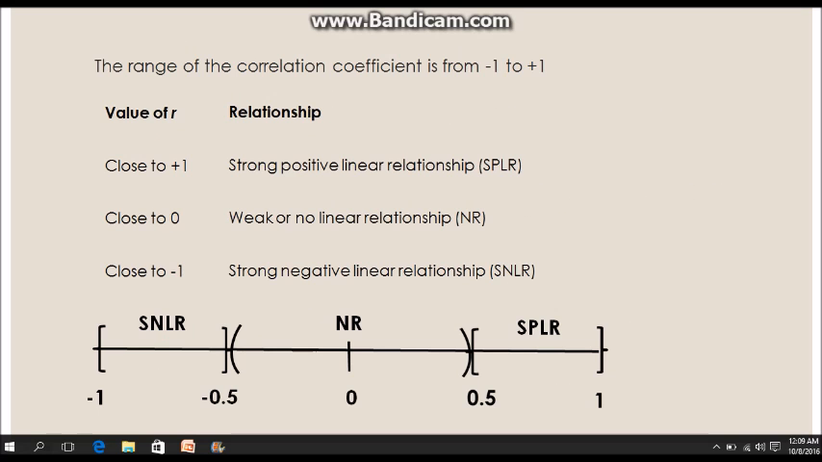To know the relationship of the correlation coefficient, we need to look at the value of R. The range of the correlation coefficient is from -1 to +1. If the value of R is close to +1, we have a strong positive linear relationship. If the value of R is close to 0, we have a weak or no linear relationship. If the value of R is close to -1, we have a strong negative linear relationship. Or we can use the diagram below as a guide.